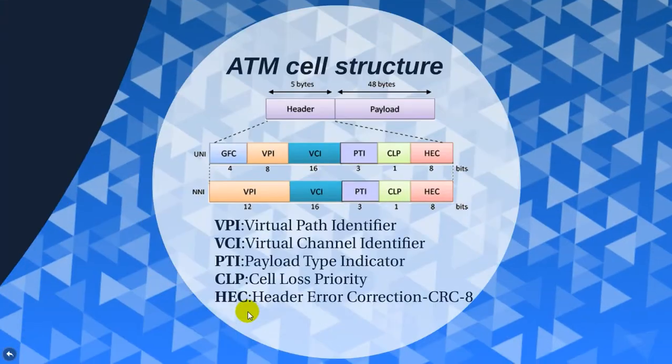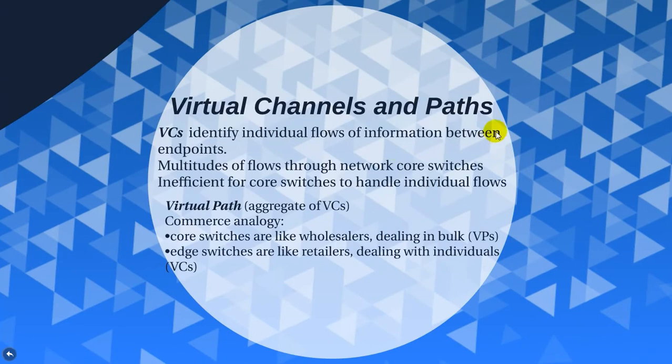Now let's move to the ATM cell structure. The ATM cell header is formed of virtual path identifier, virtual channel identifier, payload type indicator, cell loss priority, and header error correction. About virtual channels and paths, virtual channels identify individual flows of information between endpoints. With multitudes of flows through the network, it is inefficient for cross-connects to handle individual flows. And a virtual path is the aggregation of virtual channels.